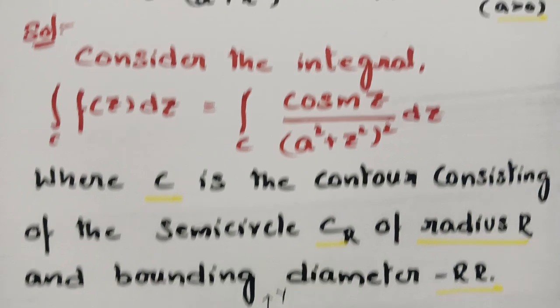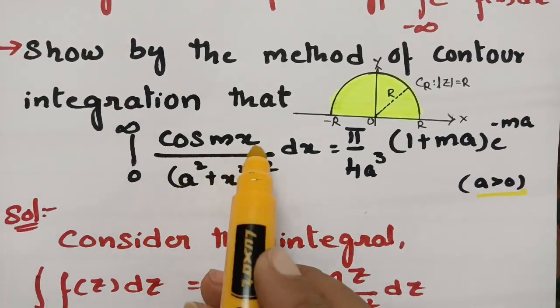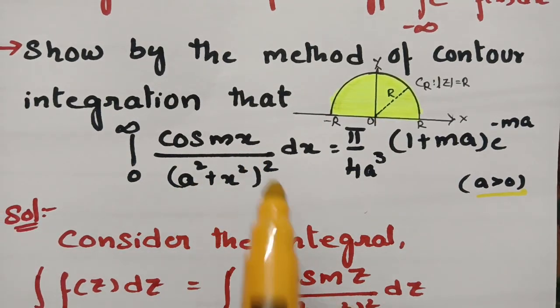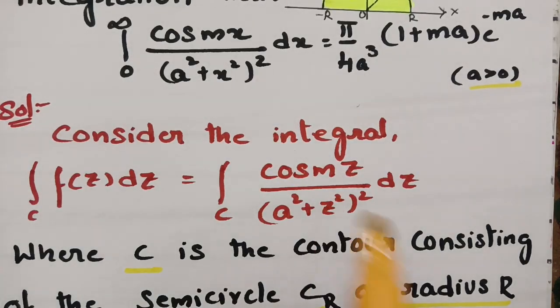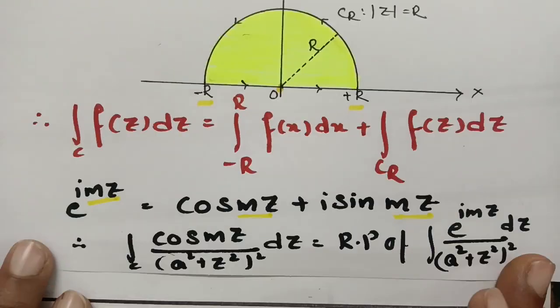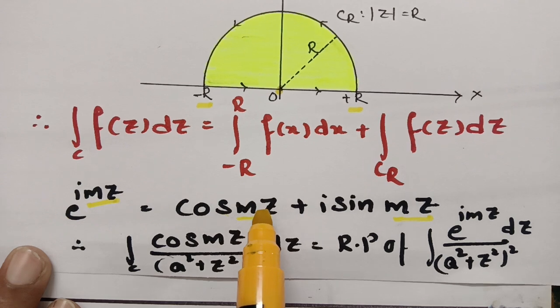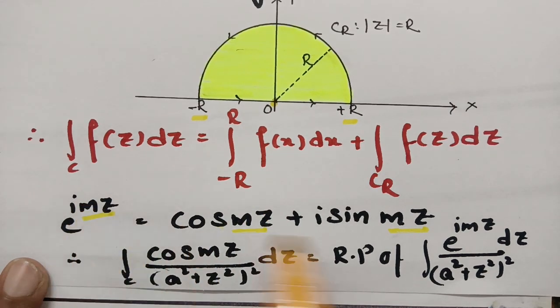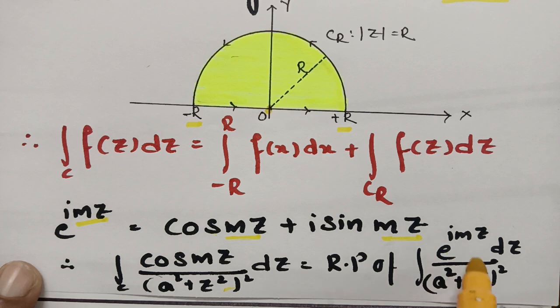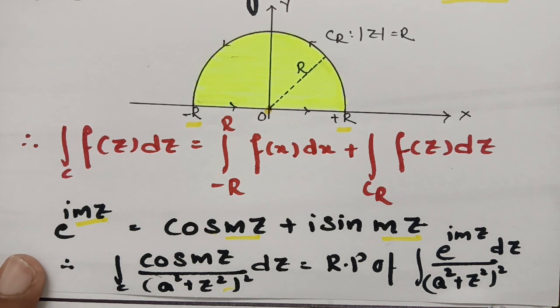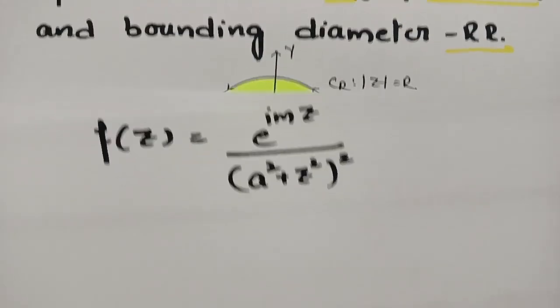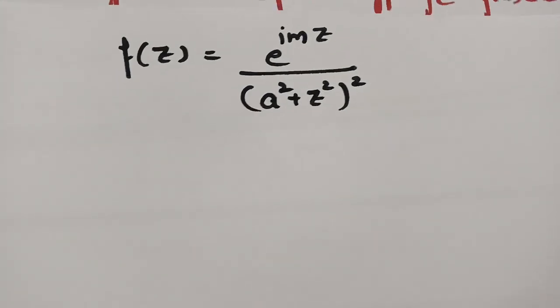So in this question, what is the question here? This is cos mz by (a square plus z square) whole square, transformed in terms of z. Therefore in place of cos mz, what can I write? The real part of e power imz dz by (a square plus z square) whole square. Clear? So I got f of z as e power imz by (a square plus z square) whole square. So I have to use the residue theorem.